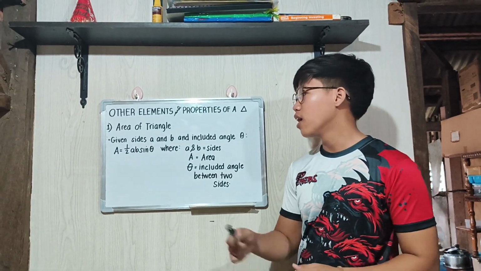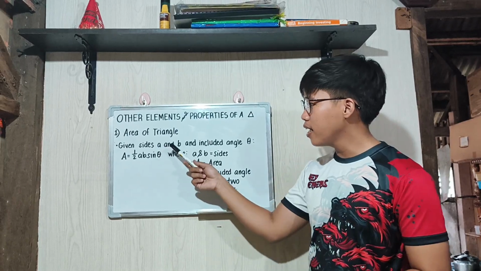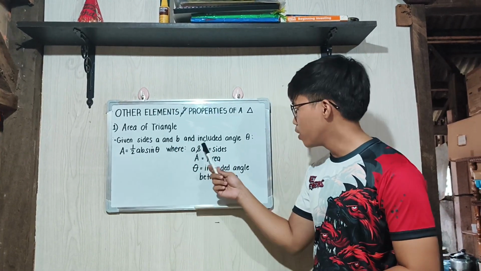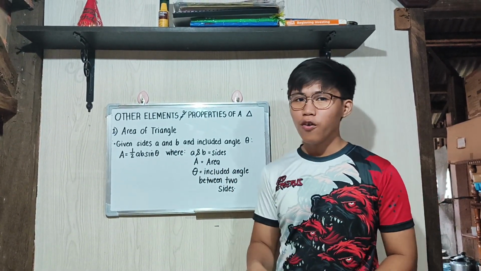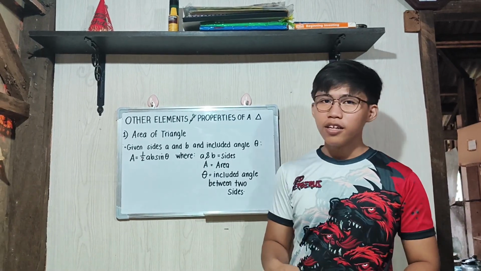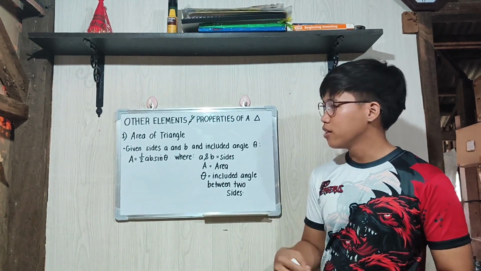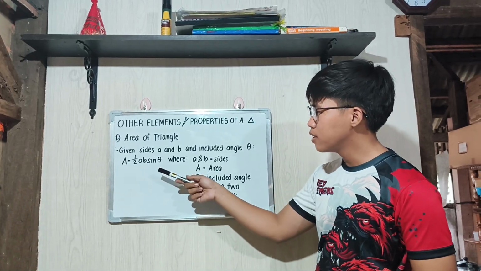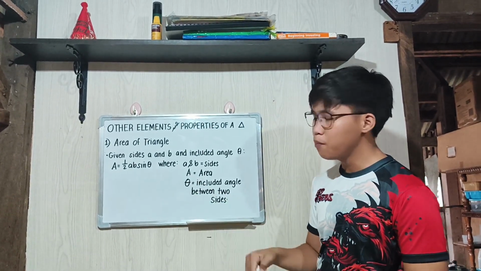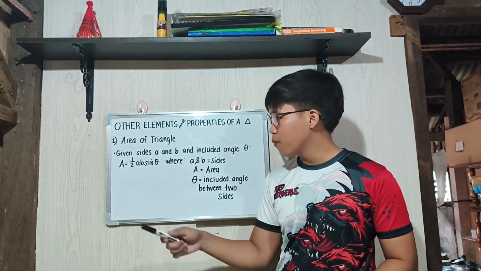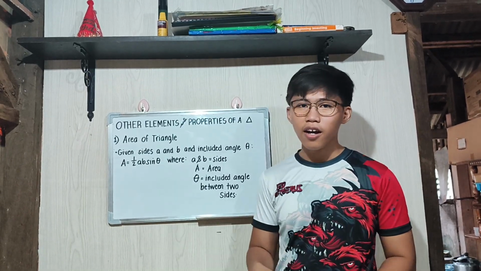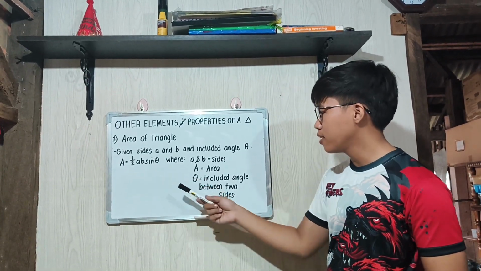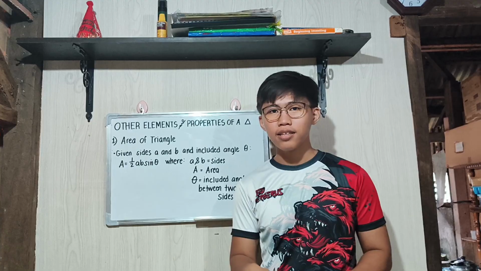Second is given sides A and B and included angle theta. To get the area, here's the formula. Area is equal to 1/2 AB sine theta, where A and B are the sides, the big letter A is the area, and theta is the included angle between the two sides.